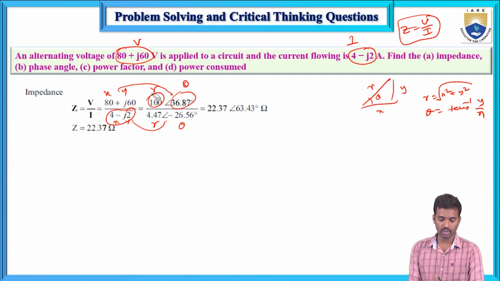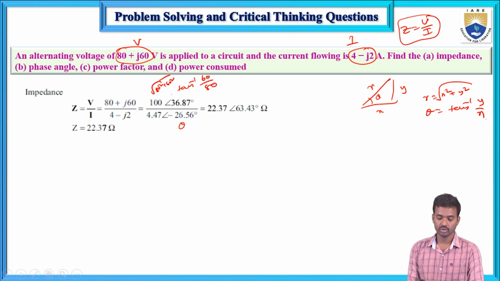If you use this formula, r equals square root of 80 square plus 60 square, that is 100, and theta is tan inverse 60 by 80. So this value is 36.87, and r is 100. Same thing here, 4 square plus 2 square, and theta is tan inverse of minus 2 by 4. This value is minus 26.56 and the magnitude is 4.47. Now this calculation is okay.